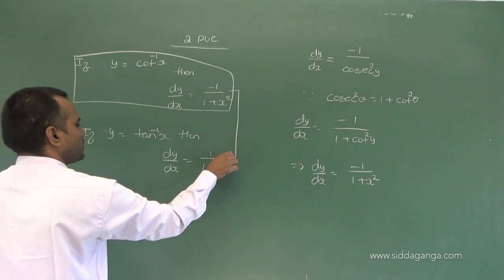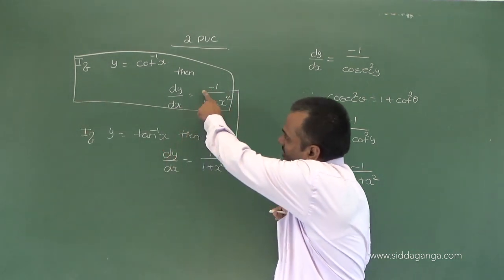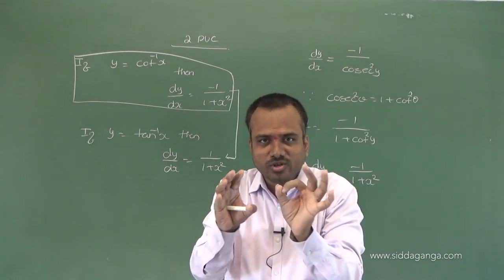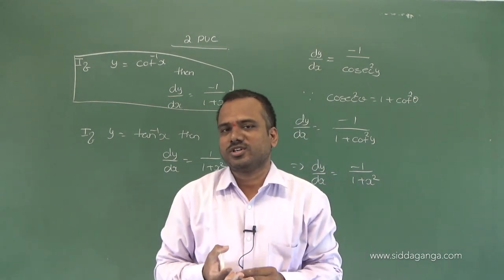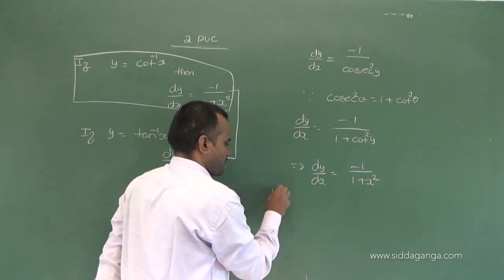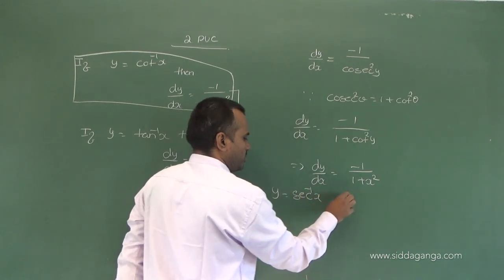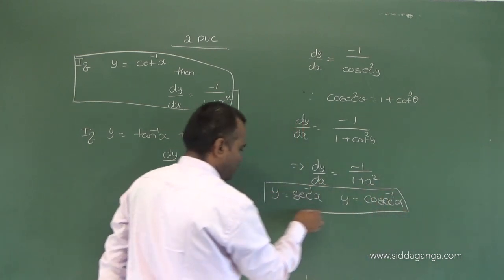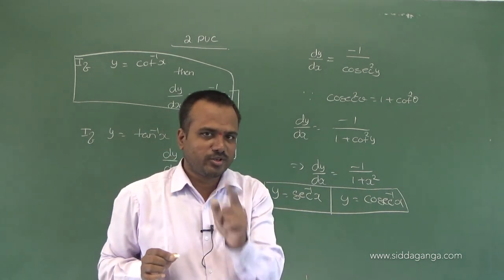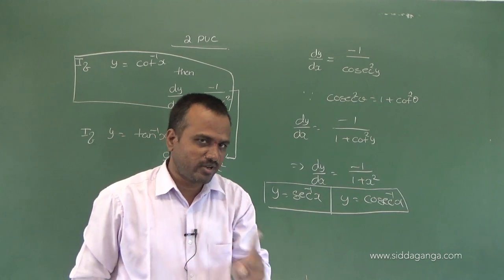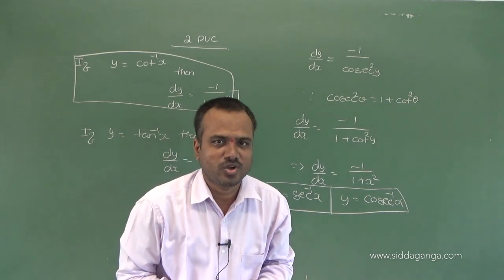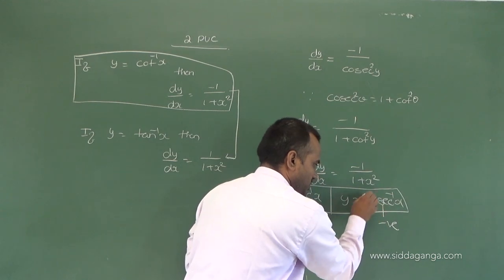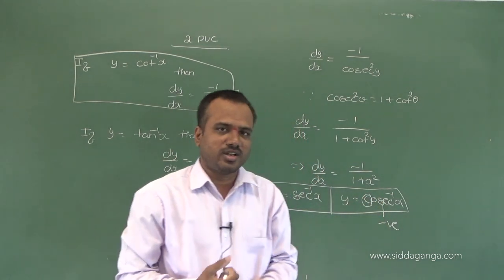Observe these two results. The only difference is the minus sign, because alphabet C is present, first alphabet C is present. That's why it is minus. So I left only two inverse trigonometric functions: one is secant inverse x, another one is cosecant inverse x. I give one homework for you. Try to find the derivative of secant inverse x as well as the derivative of cosecant inverse x. Both results are the same, only this result is negative because alphabet C is present.